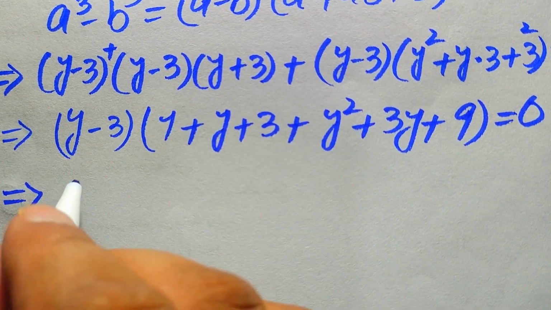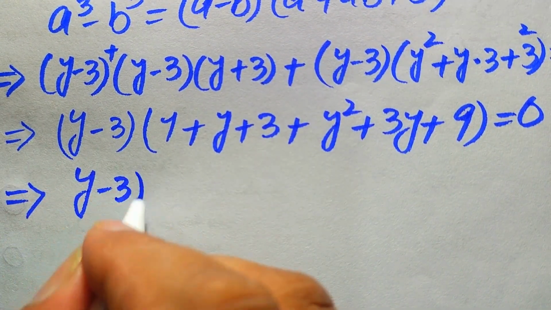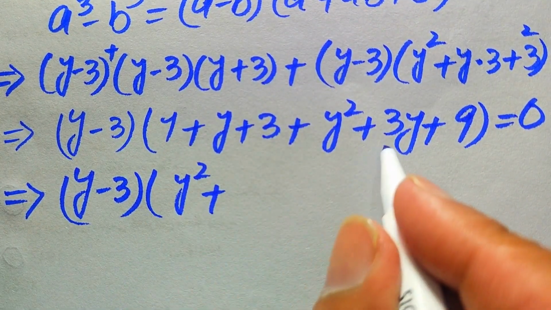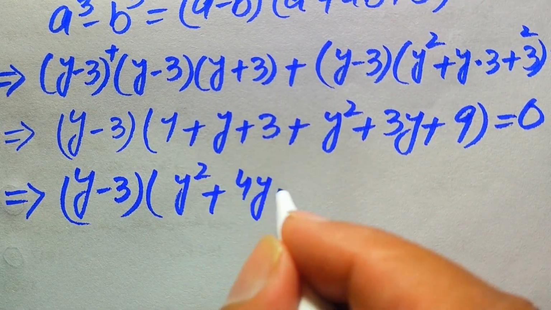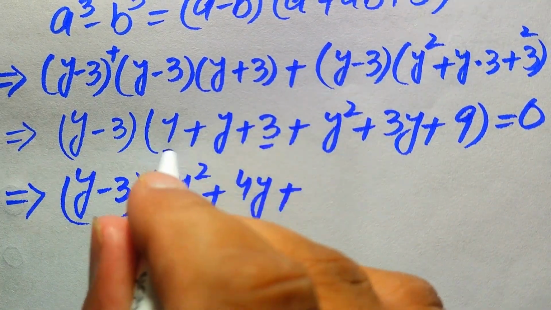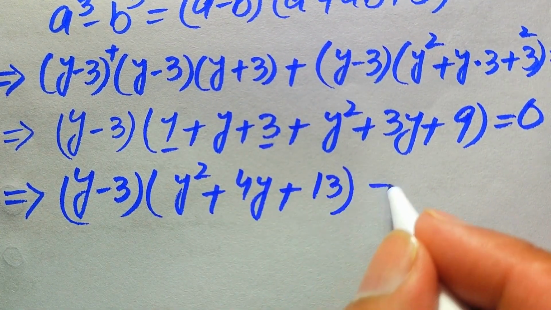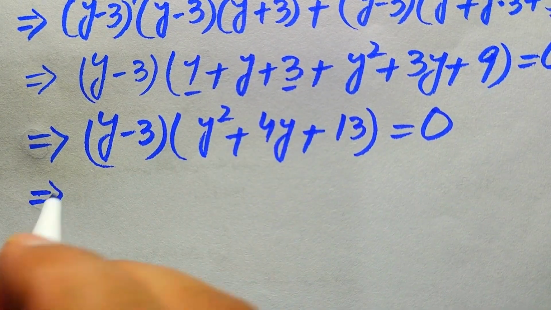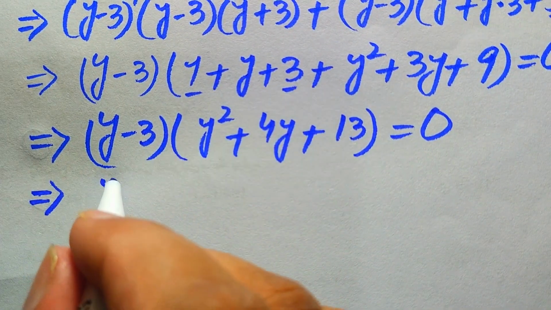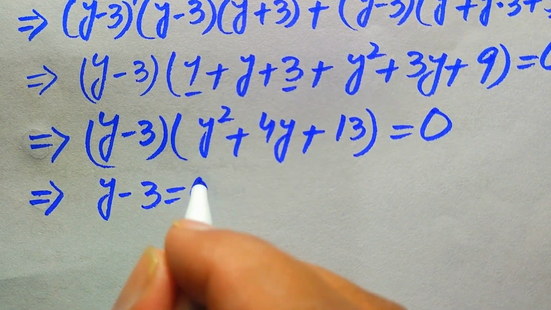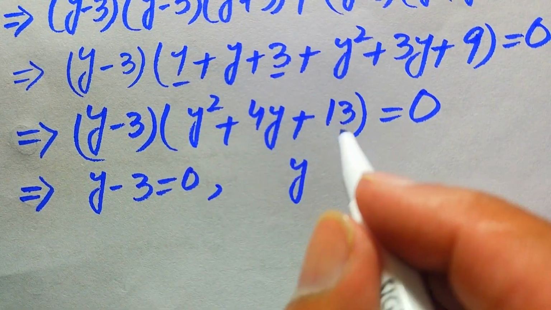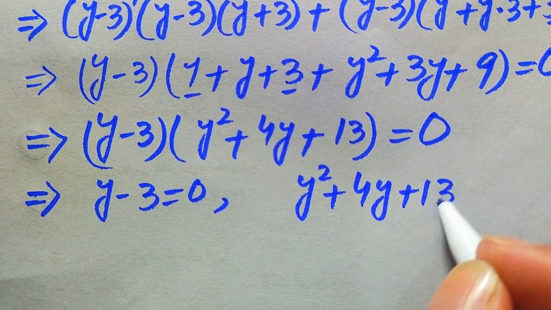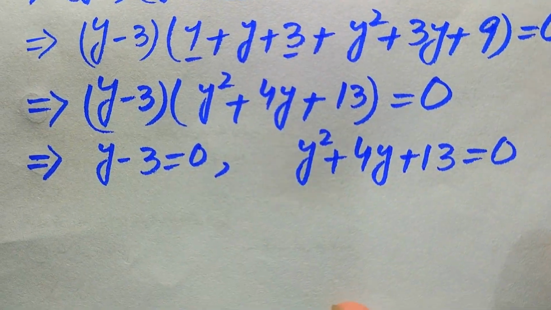And now in the next step we rewrite this equation as y minus 3 times y squared plus 3y plus y becomes 4y, 9 plus 3 plus 1 becomes 13, and this whole equation is equal to 0. And now we divide this equation into two cases. The first case is y minus 3 is equal to 0, and the second case is y squared plus 4y plus 13 is equal to 0.